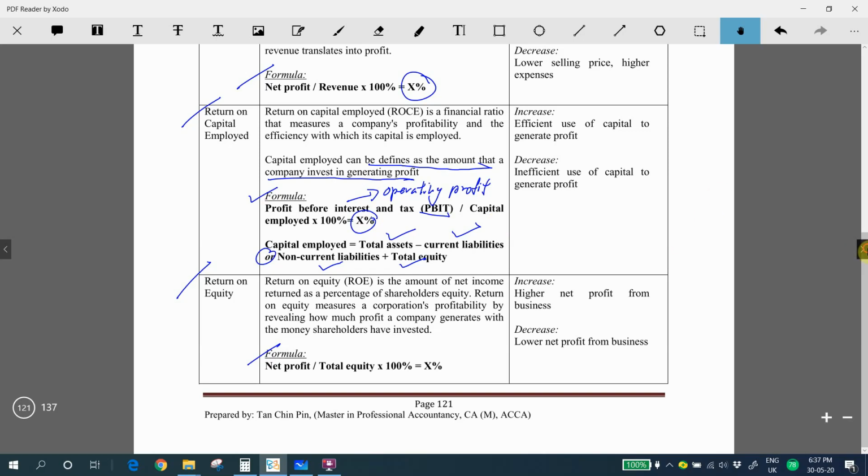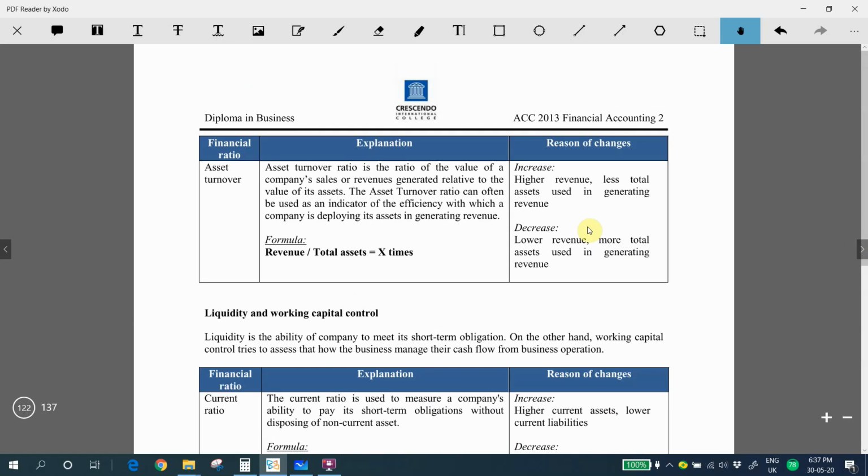And the last one in our profitability and efficiency will be our asset turnover. So asset turnover formula, we use revenue divided by total assets. Our answer will be in times. So what we can understand from asset turnover is how much revenue you can generate from the use of the existing assets. So this is the meaning of asset turnover.